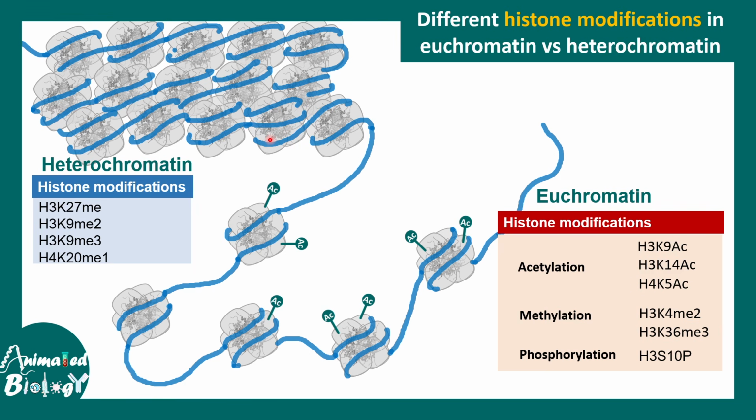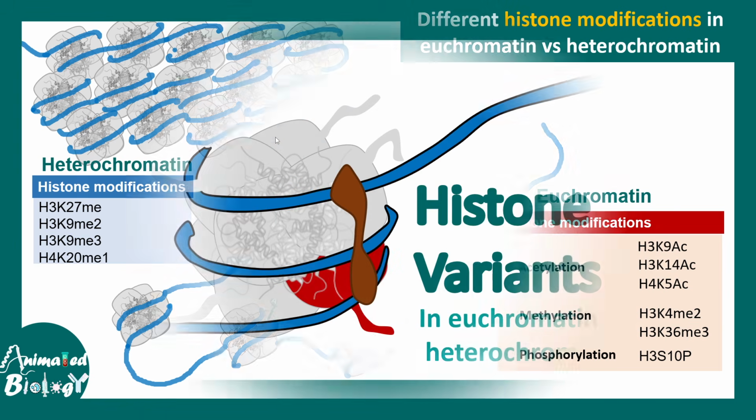So basically the entire set of modifications is read as a code, read as a barcode. There are specific proteins known as bromodomain and chromodomain containing proteins which can read these histone codes or barcodes of histones and ultimately make sense of that barcode, which gives rise to either euchromatin or heterochromatin.